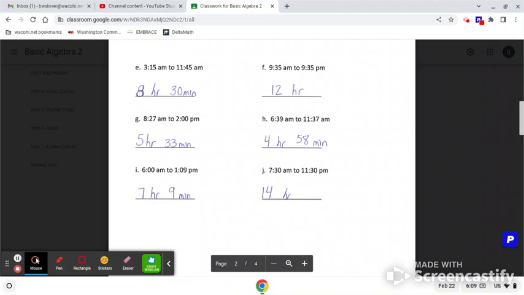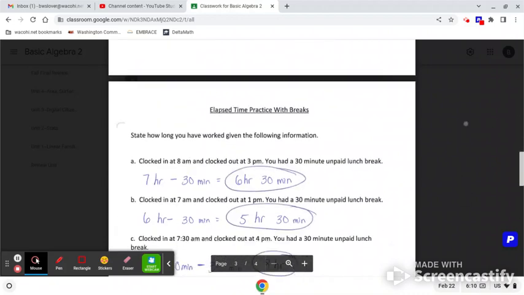Letter F. If you notice, it says 9:35 a.m. to 9:35 p.m. The only thing that changed was the a.m. to the p.m. If you ever see that right away, you know that is 12 hours. You don't have to do any finger counting or any counting in your head. If it's the exact same time, but one is a.m. and one is p.m., or one's p.m. and one's a.m., it's automatically going to be 12 hours. And then there are some more that you can practice with on your own.